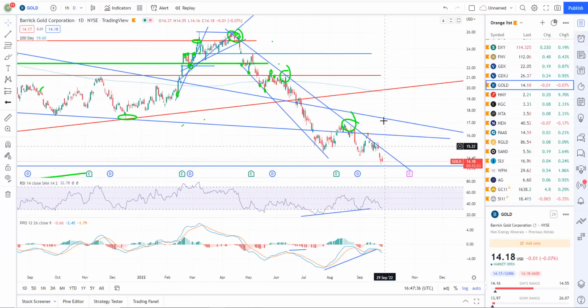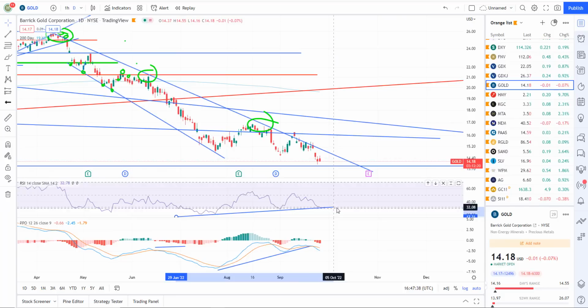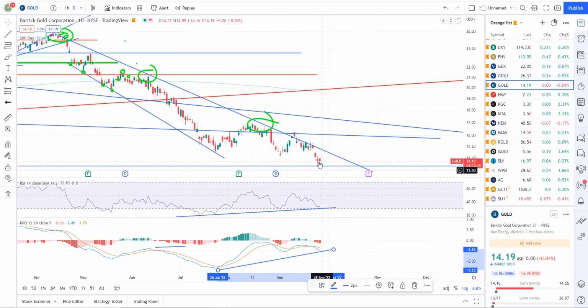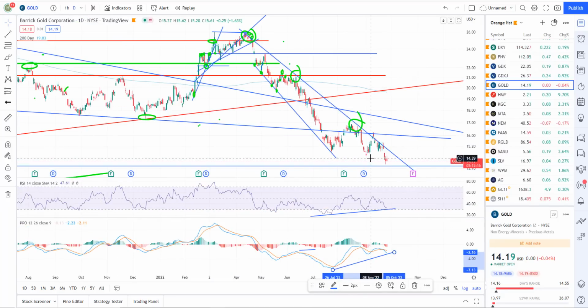We have bullish divergence pretty much across the board. You can see here Barrick bullish divergence still there, making a new low. We just don't have buy signals. We don't have a breakout. We don't have the confirmations we need. So it's a waiting game right now.